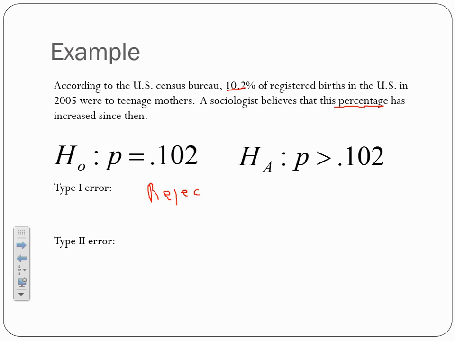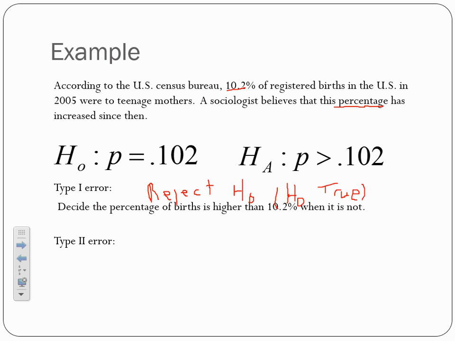Sorry, I'm having to write on this with my keypad. We're going to reject the null, but it's true. So in other words, the null is actually true. So for us, we would decide the percentage of births is greater when in fact it is equal.